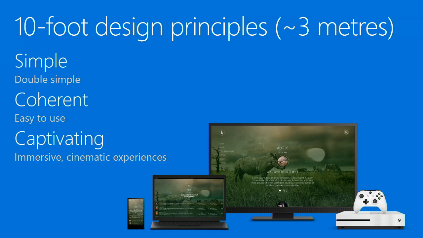The next one is coherent. So with the different input devices, you want to make it clear to the user how they actually interact with your app, what they can do, what they can't do. And then lastly, it's captivating. So the experience should be immersive and cinematic. You need to put content in front because content is key on a TV experience.